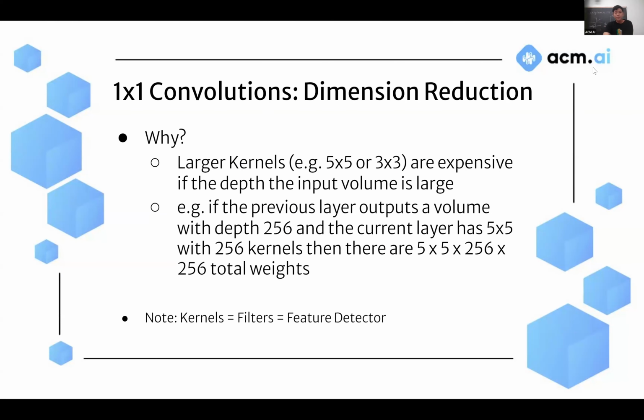Another thing that's very important is it introduced the idea of one-by-one convolutions, which is something called dimensionality reduction. The idea is that 5x5 and 3x3 kernels are really expensive if the depth of the input volume is large, right? When you input an image, the number of channels is 3. But then when you feed it through these convolutional operations, they sometimes get expanded to, say, 128 channels, 256 channels, and 512 channels.